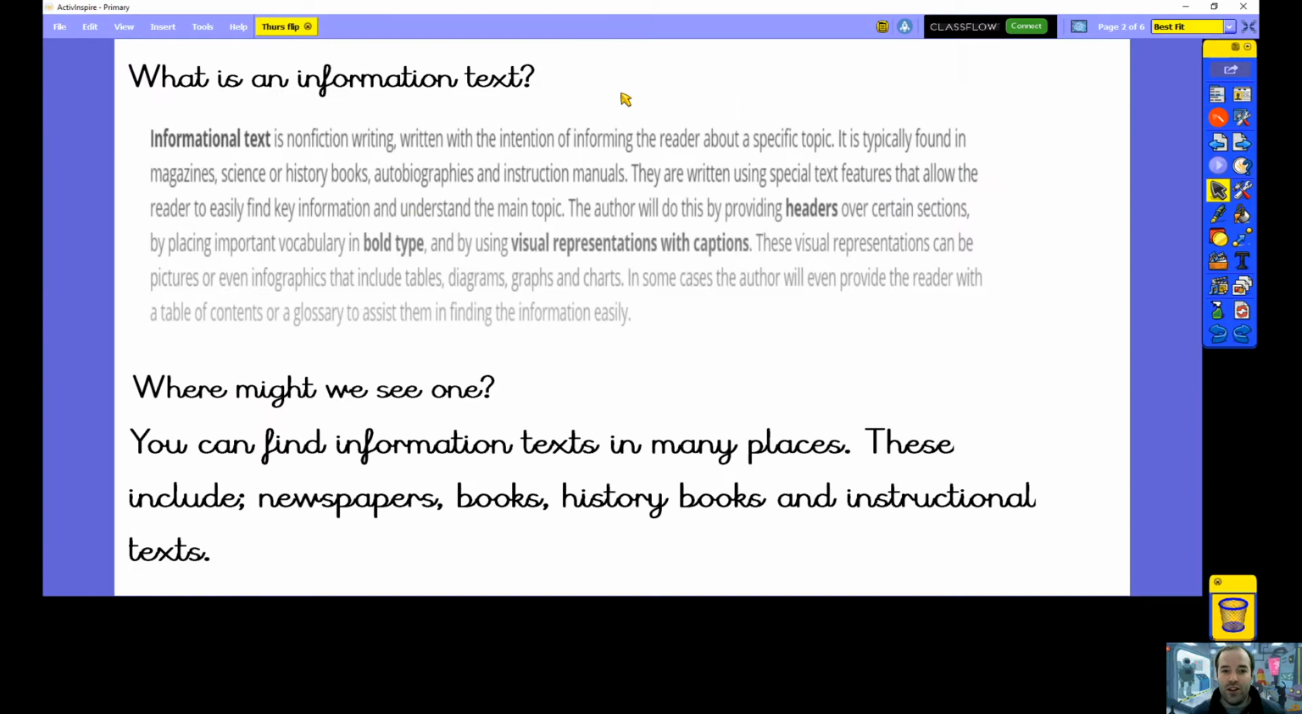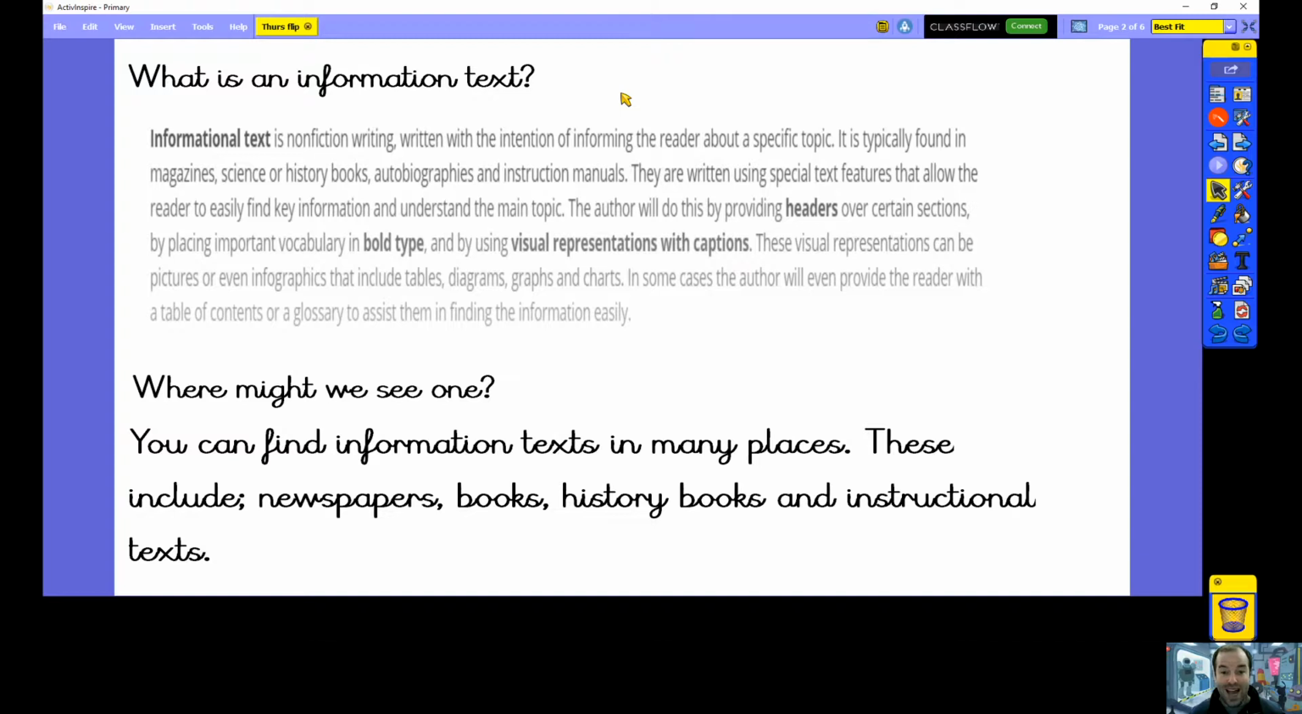Now, I'm sure you've seen this kind of text before. So an information text is a non-fiction writing, because it's not fiction, because fiction means it's made up, it's not true. And obviously the whole point of an information text is it tells you things that are true. It tells you facts. So it's a non-fiction, and it's intended to inform the reader, so give them facts about one or two specific topics.